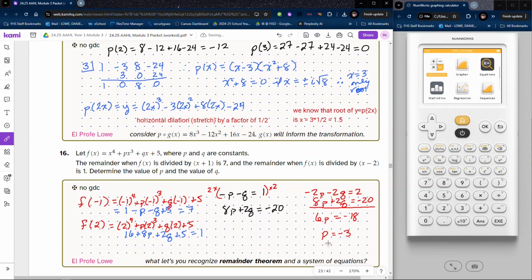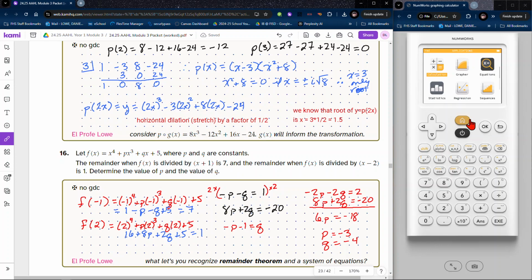And if p is equal to negative 3, that means that q, let's see here, negative p minus 1 must be equal to q. So q then must be equal to negative 4. All right, so it's important to recognize that we can use the remainder theorem here, and when they talk about a remainder, it lets you have the idea that if I'm talking about two remainders, then I'm probably going to have two equations with these two unknowns to solve.